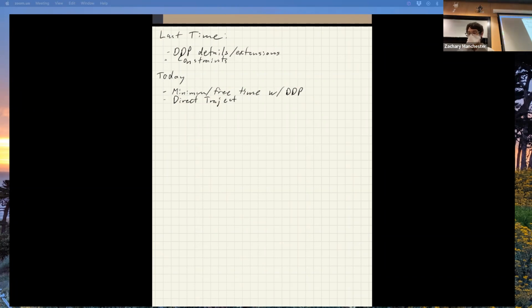Last time we talked about DDP, some details there and how to deal with constraints. We didn't quite get to doing minimum or free time stuff with DDP, so we'll finish that off today. And we're going to start talking about direct trajectory optimization today.